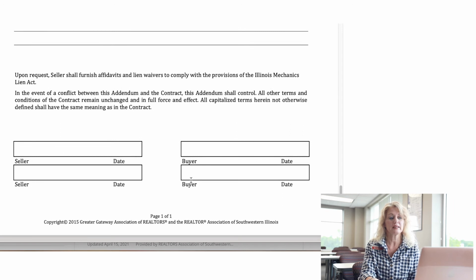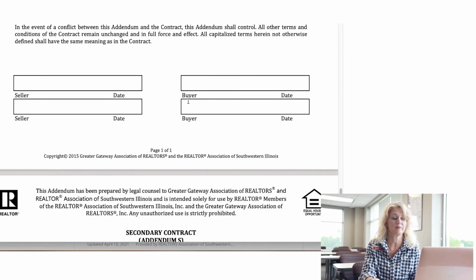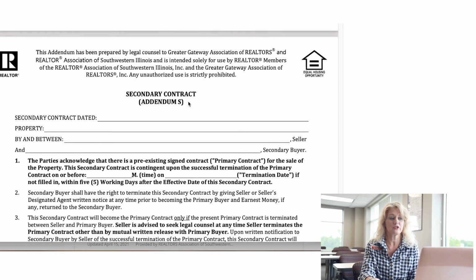Buyer would sign, and again, you would add this to the purchase contract and make sure you check that Addendum D box on page 11. Okay, secondary contract, Addendum S.